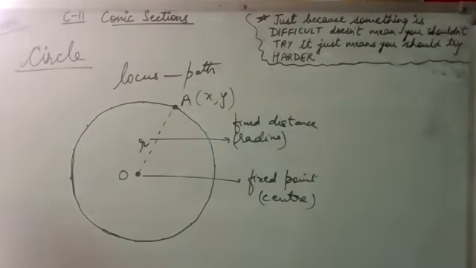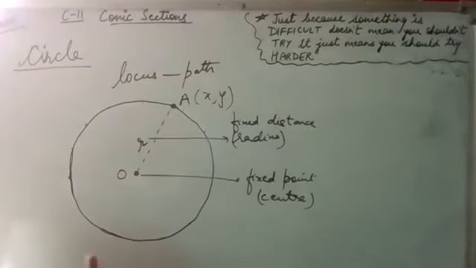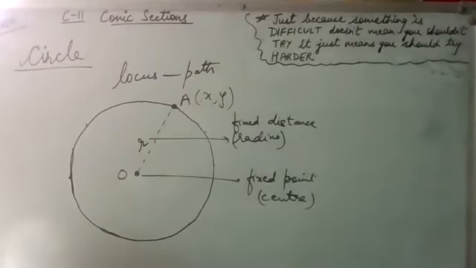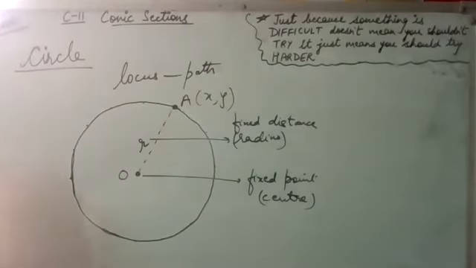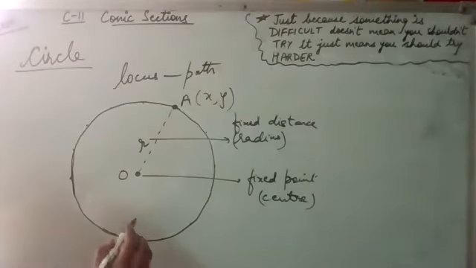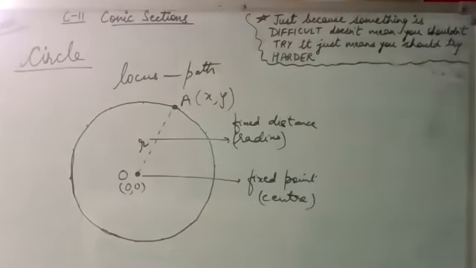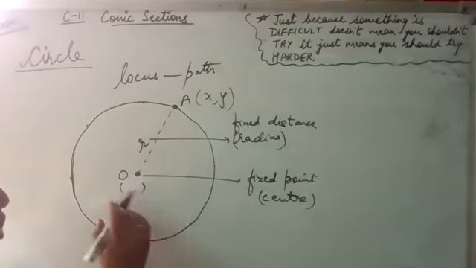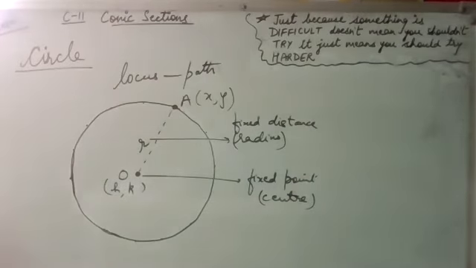We take its coordinates in general form as x and y. Any moving point on the circle, we take the general coordinates as x and y. If we are taking it on coordinate axes, we could take the center at the origin, but that is a particular case. Let's take some general points first. Let the center be at (h, k).